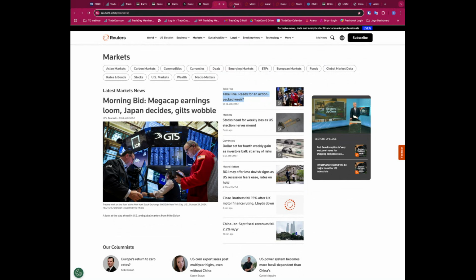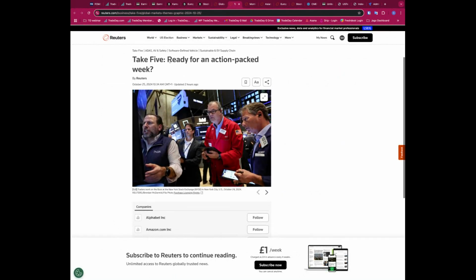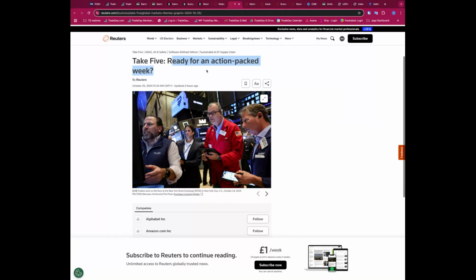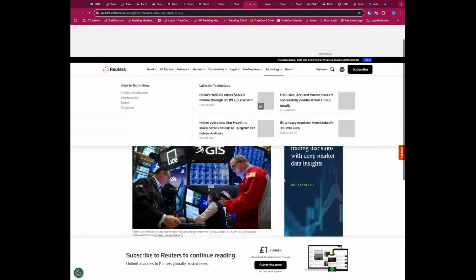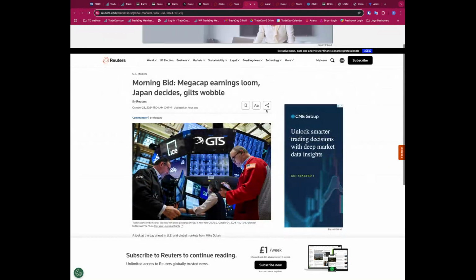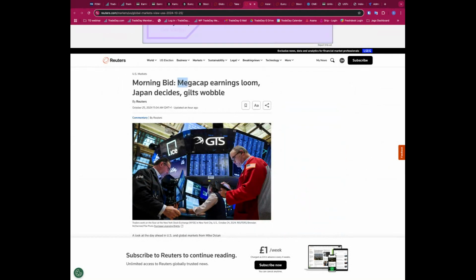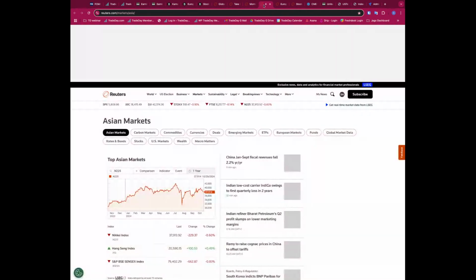Okay. And look, here's the pop-outs here. Look, Take 5 ready for an action-packed week. So it's Friday. Their outlook for today is not even looking to the day. So today's going to be, I think, a fairly quiet day. I think we have continued yesterday's rebound back up into those ranges. And then again, looking here on the morning bid, mega cap earnings loom. Japan decides. This is not this week. This is looking into next week.